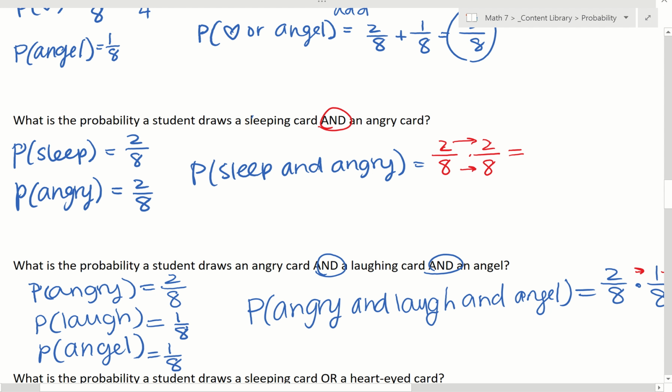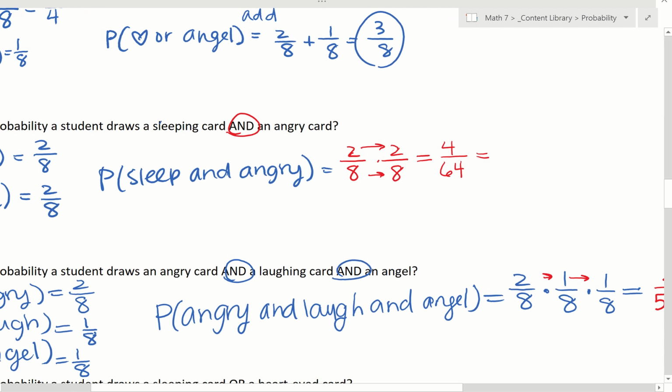Multiply across. 2 times 2 is 4. 8 times 8 is 64. And now we're going to simplify this. Well, let's see what numbers go into 4 and 64. You could use 2. If you use 2, you'll get 2 over 32. But you have to recognize that that can still be simplified more. You can simplify again by 2, and you get 1 over 16. Or you can go from 4 over 64 to 1 over 16 by dividing by 4. Okay?